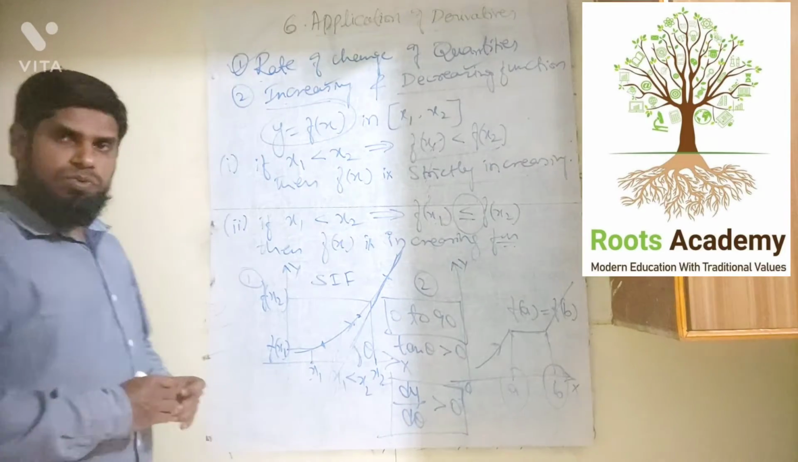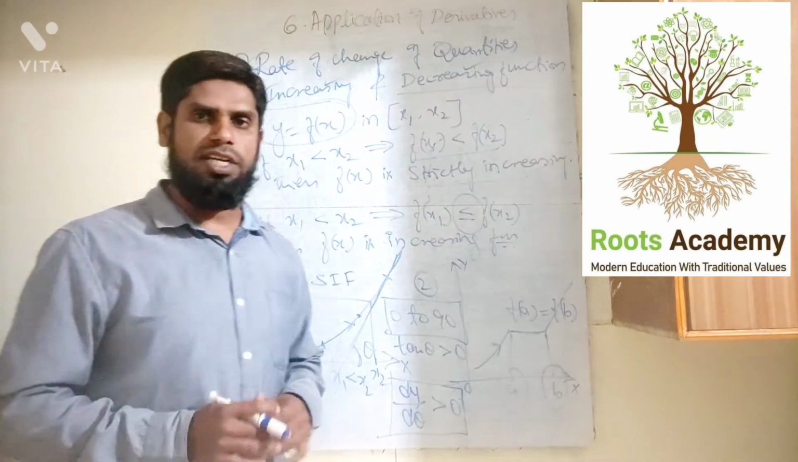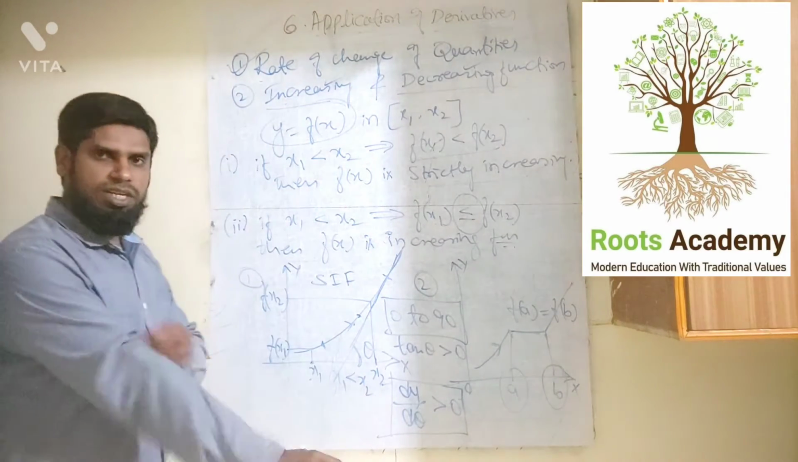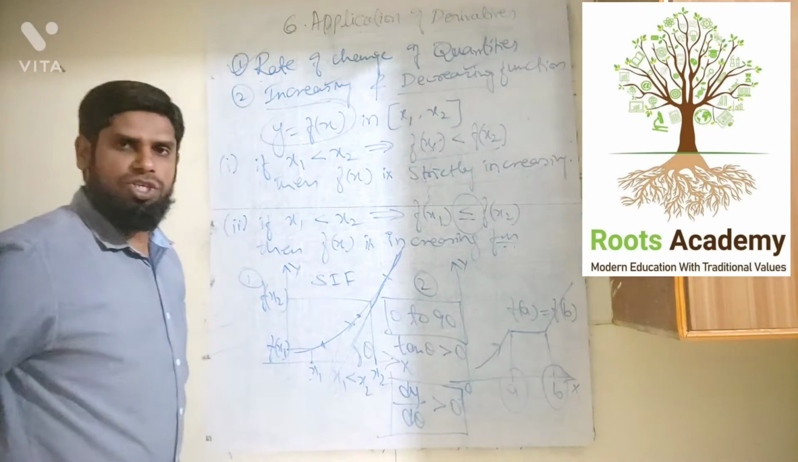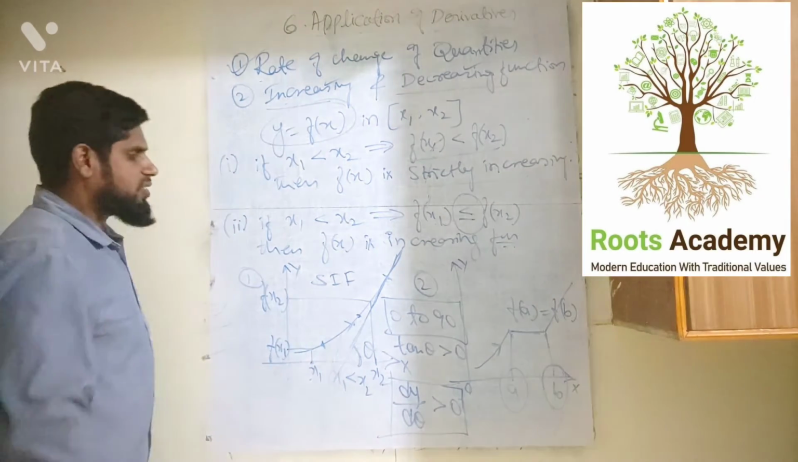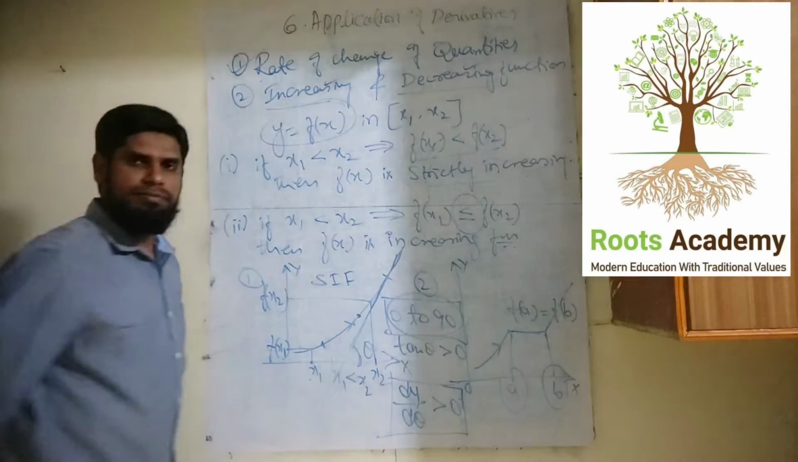So if you want to say any function is a strictly increasing function, then we should prove that its derivative is greater than 0. Because if we draw the tangent, we'll always get an acute angle.